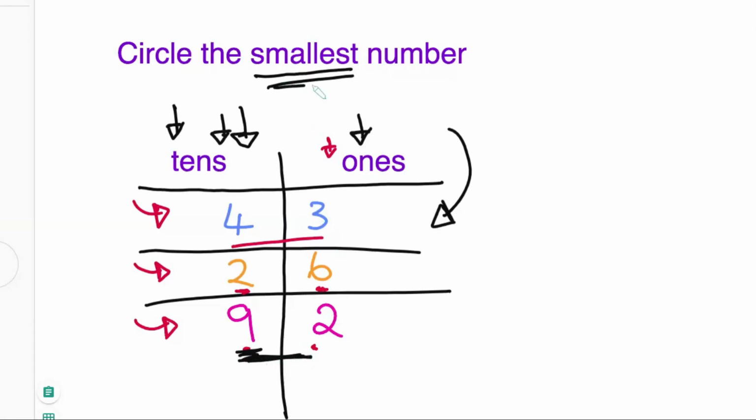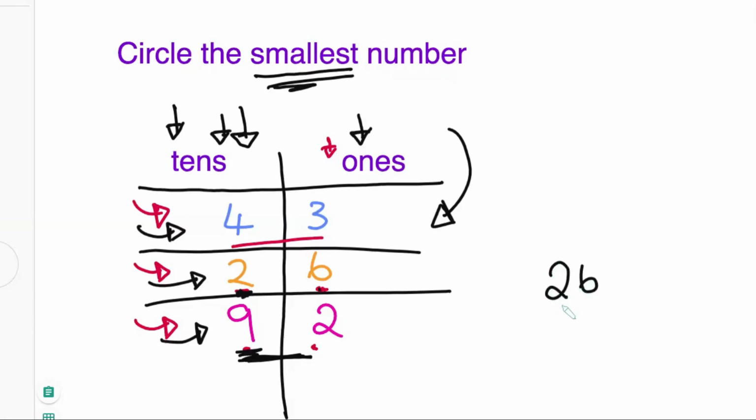But looking back at our question, we've been asked to identify the smallest number. So when you answer something, always look back at the question just to verify what you've been asked. So they're asking us to circle the smallest number. How are we going to identify the smallest number? We're going to look at the numbers in the tens columns and find the smallest number. Which number is the smallest? Number 2 is the smallest number.